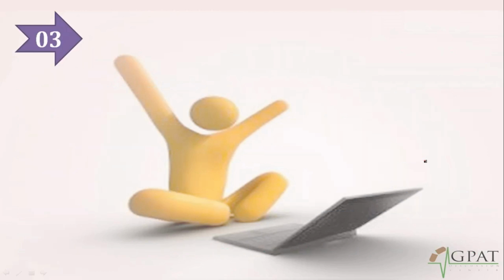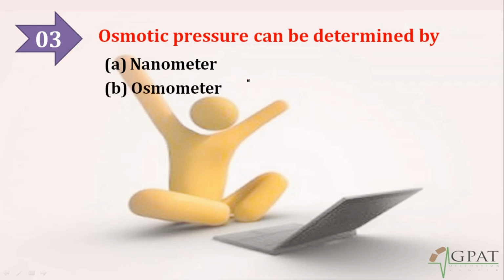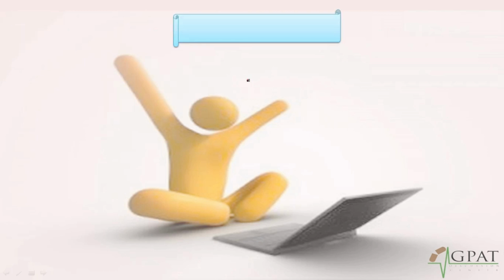Next question, question number 3rd. Osmotic pressure can be determined by, and the options are nanometer, osmometer, barometer, or manometer, and the right option is osmometer.